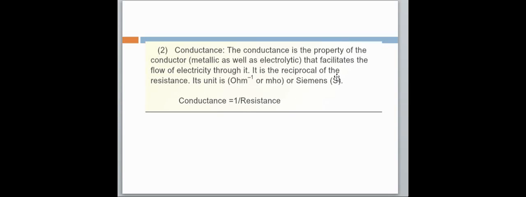It's just like asking what is the opposite of start? Stop. What is the opposite of up? Down. Similarly, the opposite of resistance would be conductance. Resistance is to stop or control the flow of current, while conductance is promoting conduction. That's why its unit is per ohm or mho, M-H-O, where the letters have changed their position, or it is also called Siemens. When I say reciprocal, it means conductance is 1 upon resistance, or resistance is equal to 1 upon conductance.